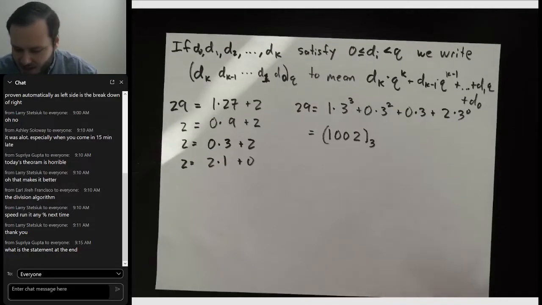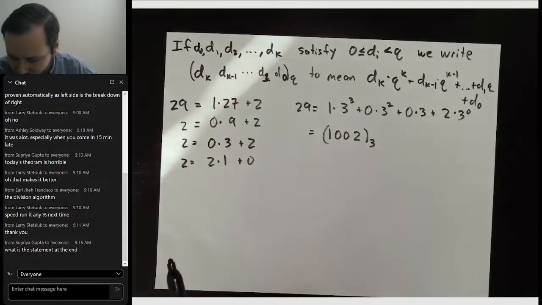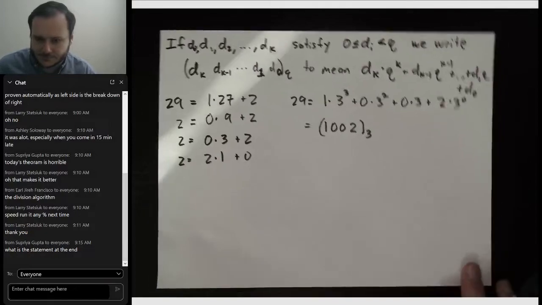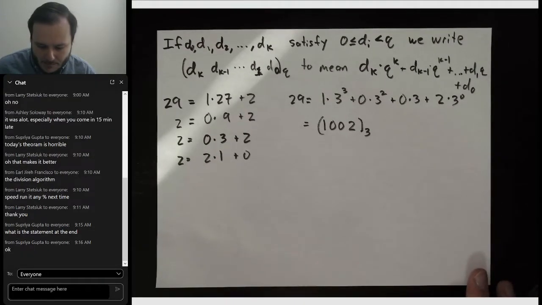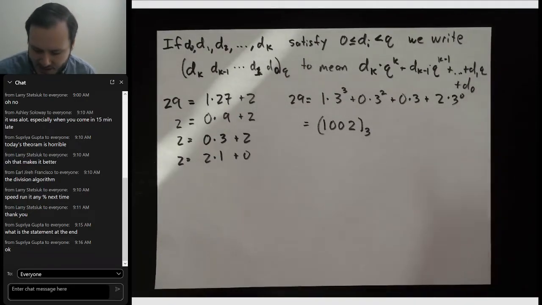What is the statement at the end? The statement is these digits, parentheses with a q, means this sum. Which I ran out of room, so I wrote the plus d0 in the next line.